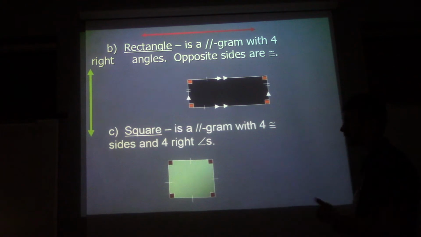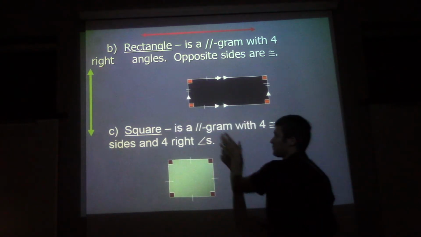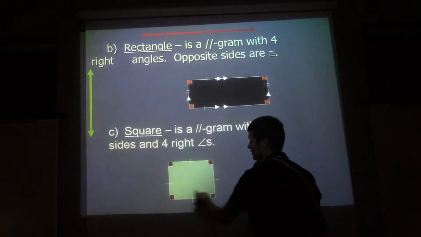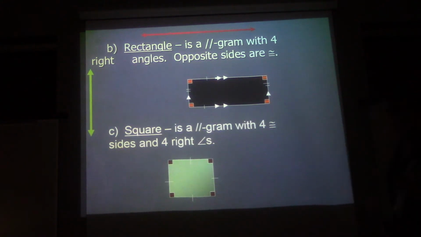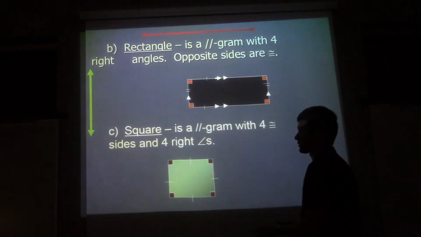You have a square. A square is a parallelogram, four right angles, and now all the sides are equal. So if you look at it, underneath a parallelogram could be a rhombus, a rectangle, or a square.